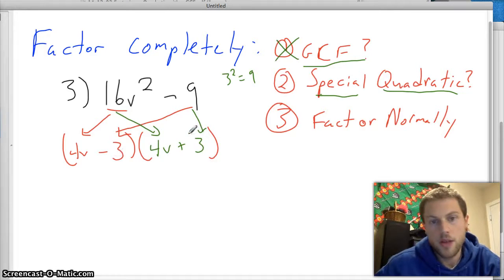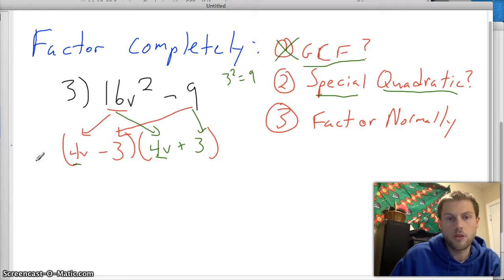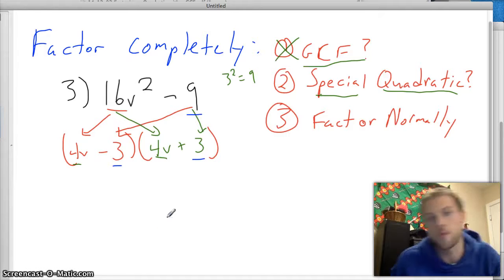And if you were to multiply these together, you would get the middle terms to drop out, just like we're missing a v term, a v to the first power, and you'd get back the 16v squared minus 9. So again, difference of two perfect squares is going to be the square root of the first term, always in the first spot on that binomial, and then the square root of the second term in your difference of squares will be the last term in each of those binomials.